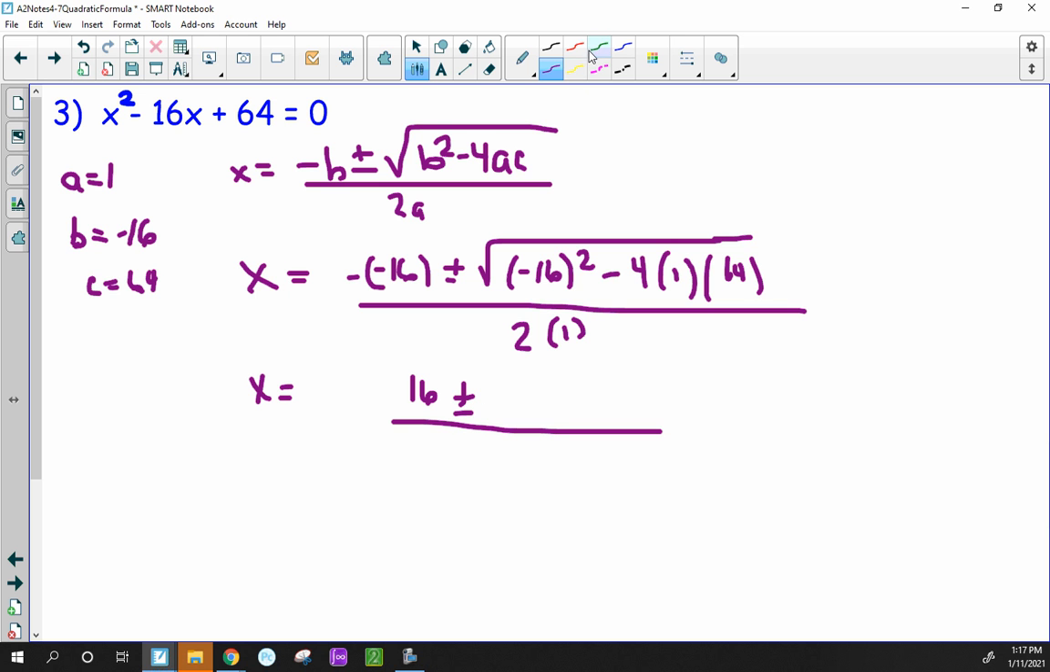We're trying to find our discriminant right now. We're going to do power first. Negative 16 squared is going to be a positive 256. Again, think of this as a minus or a negative, either way. 4 times 1 is 4, and 4 times 64 is 256. Or a negative 4 times 1 is negative 4, and negative 4 times 64 is a negative 256. Same answer, just different way to say it. 2 times 1 is 2.